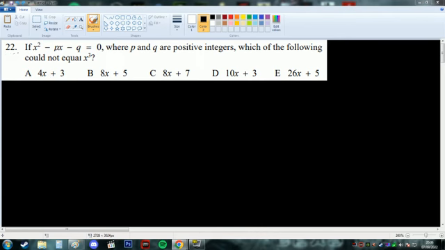Now then, this problem's not particularly difficult. It's just an old UKMT question from 2010. So the question is, if x squared minus px minus q equals naught, where p and q are natural numbers, which of the following could not equal x cubed?